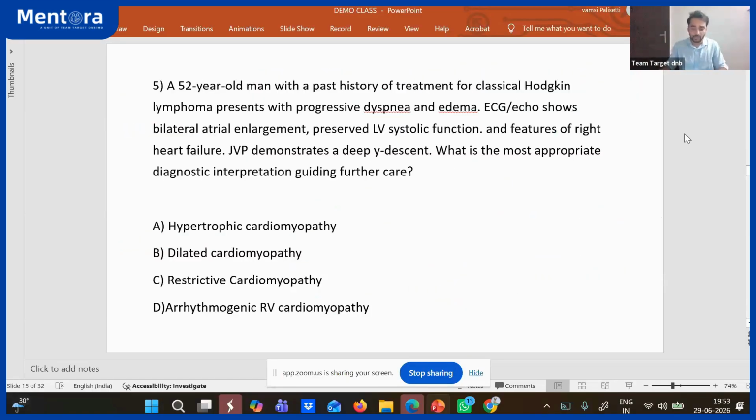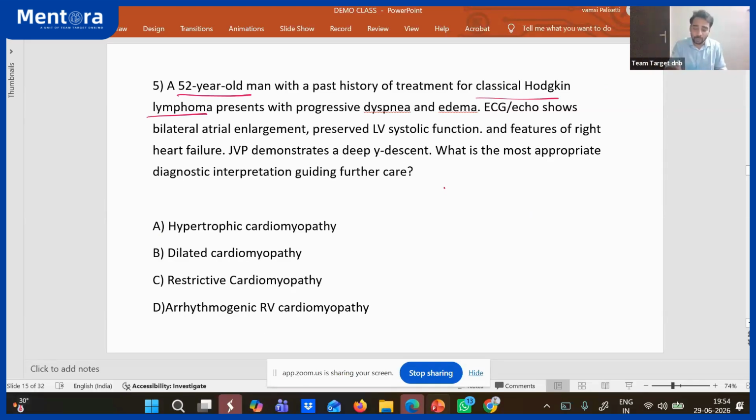Right. Let us come to one more question they're asking. By seeing the question itself, we say very big question, but it's nothing. Let's cut down the question. A 52-year-old man with past history of treatment for classic Hodgkin lymphoma. The patient has a classic Hodgkin lymphoma. The patient is taking treatment for that.